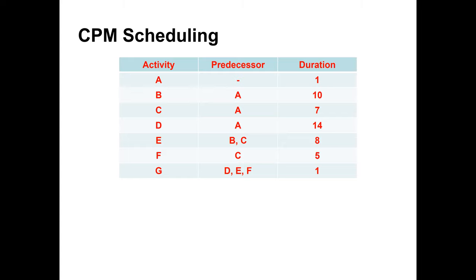So it means B, C, D are starting after A, E is starting after B and C, F is starting after C, and G is starting once B, E, F are complete, and the durations of these activities are also given. Okay, so if this list of activities and predecessors is given, we can draw the node diagram. If successor activities are given instead, we can also draw the node diagram.